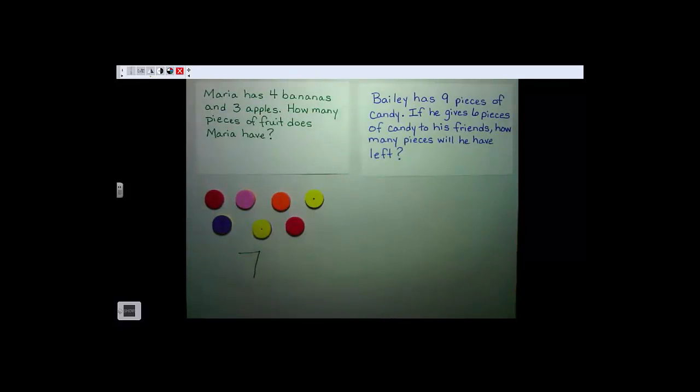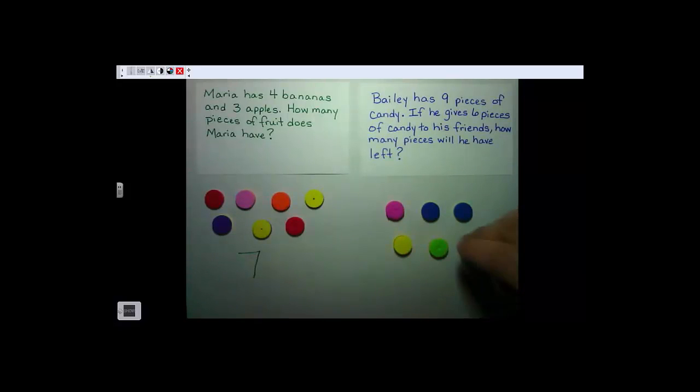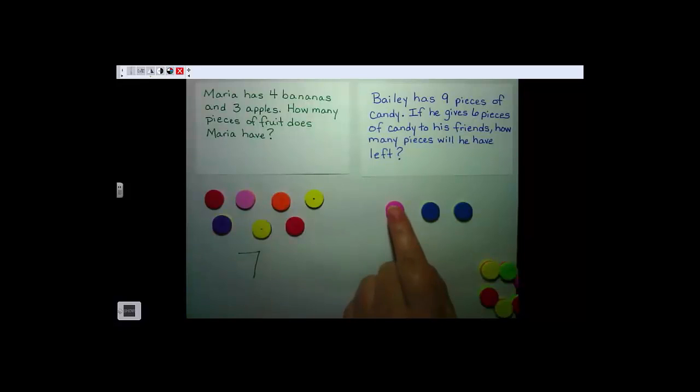The second problem is a take from problem. Bailey has 9 pieces of candy. If he gives 6 pieces of candy to his friends, how many pieces of candy will he have left? First graders might use counters again to show the 9 pieces of candy that Bailey has. They would then count and take away 6 pieces. 1, 2, 3, 4, 5, 6. And take those pieces away and then count what is left. 1, 2, 3. Bailey has 3 pieces of candy left.